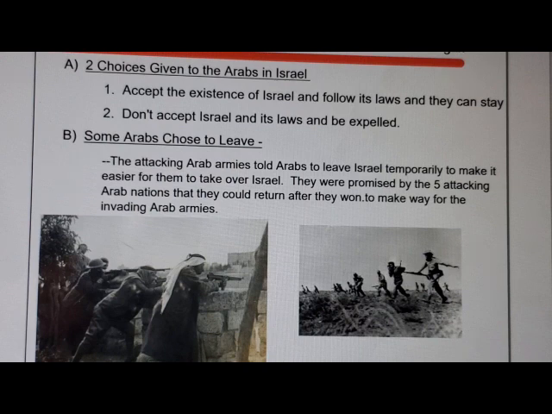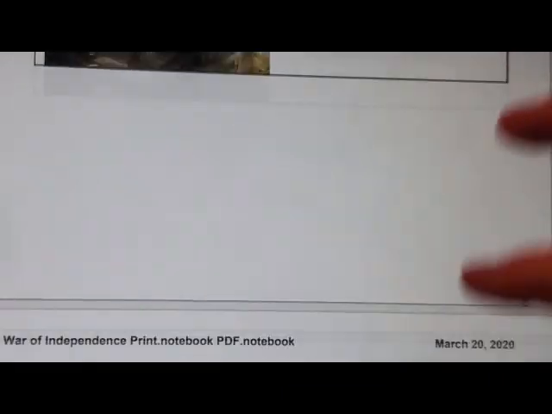Israel temporarily to make it easier for them to take over Israel. They were promised by the 5 attacking Arab nations that they could return after they won, to make way for the invading Arab armies. So again, the Arabs who were still in Israel after the war began were given a choice. Accept the existence of Israel and follow its laws, and you can stay. Don't accept Israel and its laws and be expelled. You will be forced to leave.